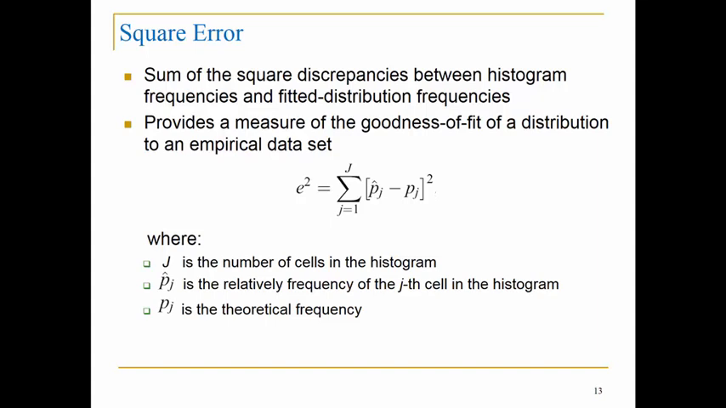And using those histograms, we can find the square error. So again, it's the sum of the square discrepancies between histogram frequencies and the fitted distribution frequencies. It provides a measure of the goodness of fit of a distribution to an empirical data set, and it is computed using this formula, where J is the number of cells in the histogram, p hat J is the relative frequency of the J-th cell in the histogram, and p J is the theoretical frequency.